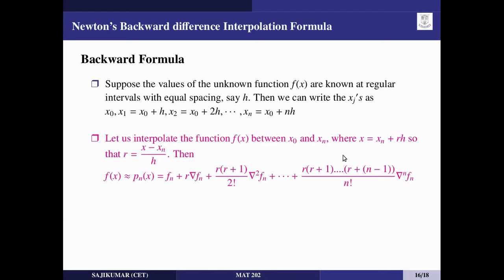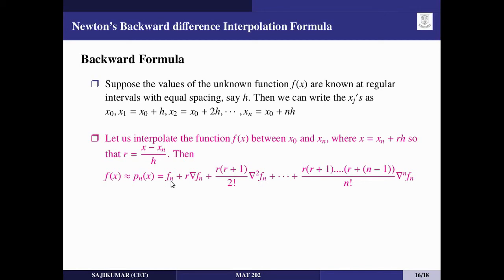See here the difference: because the reference point is xn, we are considering the function value fn and its higher order backward differences, and the linear factors are r plus 1, r plus 2, etc. In the forward formula we use the linear factors in the order r minus 1, r minus 2, etc. But in the backward formula, if the reference point is xn, we use the linear factors in the order r plus 1, r plus 2, etc.